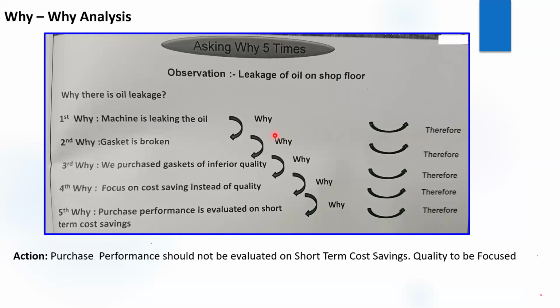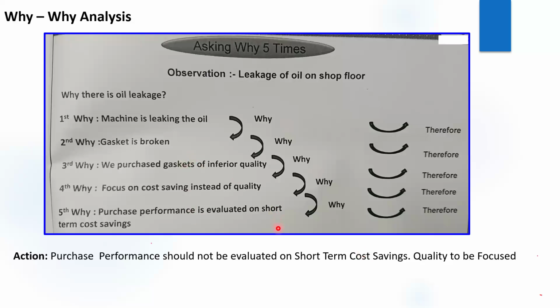You can take a photograph. So the observation: leakage of oil on the shop floor. Why is there oil leakage? The machine is leaking the oil. Why? The gasket is broken. Why? We purchase gaskets of inferior quality. Why? Focus on cost saving instead of quality. Why? Purchase performance is evaluated on short-term cost savings. So this is the reason: because purchase performance is evaluated on short-term cost saving, purchase is purchasing gaskets of inferior quality. And the action is: purchase performance should not be evaluated on short-term cost savings, quality to be focused. So this is just an example of Why-Why analysis.